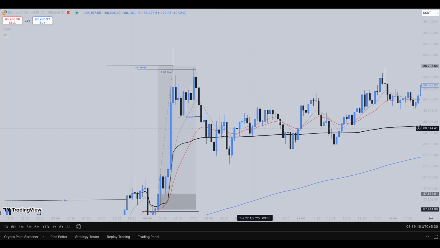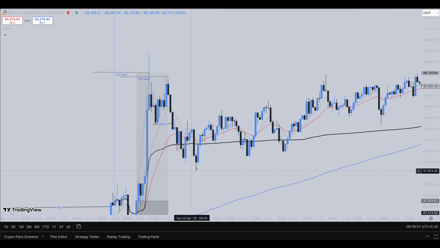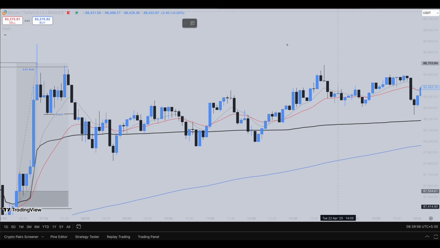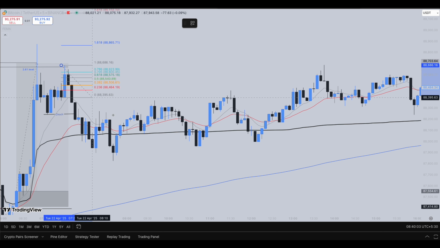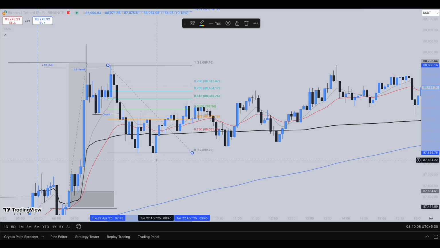So in case you try to plot these levels over here, and if you consider this whole impulsive momentum as one single momentum, guys, so if you try to plot the fib levels over here, the high of this candle to the low of this candle, you can see price rejecting from the 0.38 level.